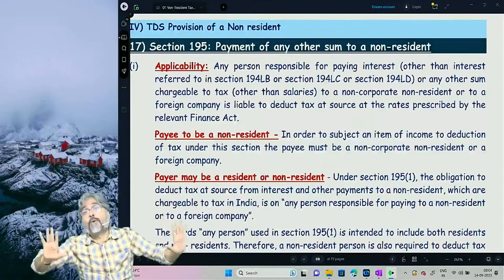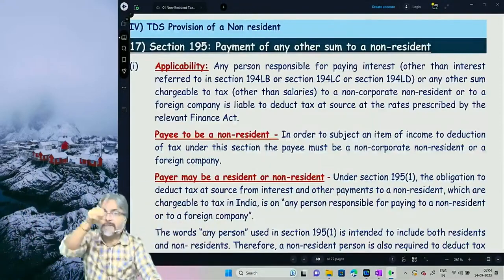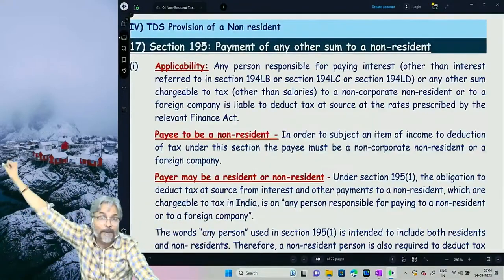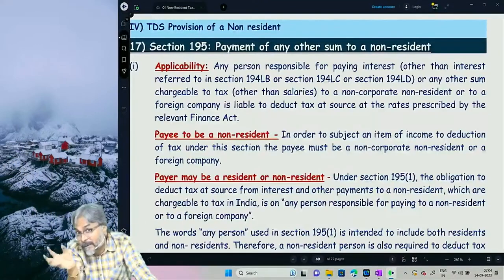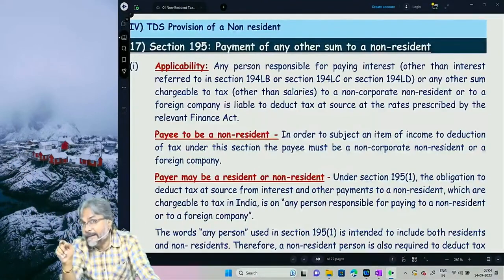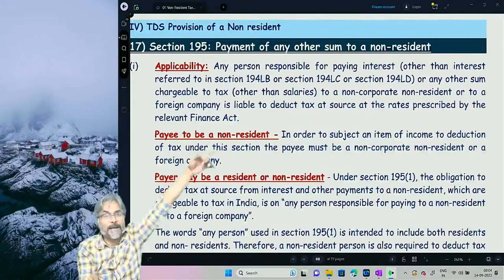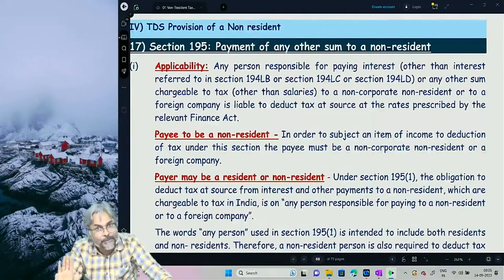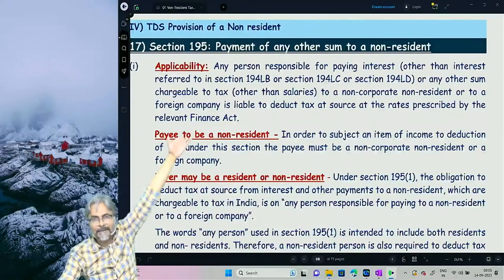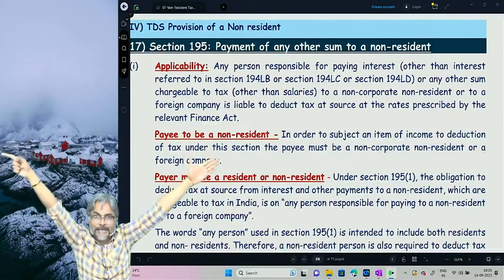What they can do or what they cannot do, we will reserve this discussion for a topic known as double taxation avoidance agreement. Those agreements will tell you whether the Indian government can take any sort of action on that particular non-resident. Right now, please don't go to that level. We'll reserve the discussion for that.